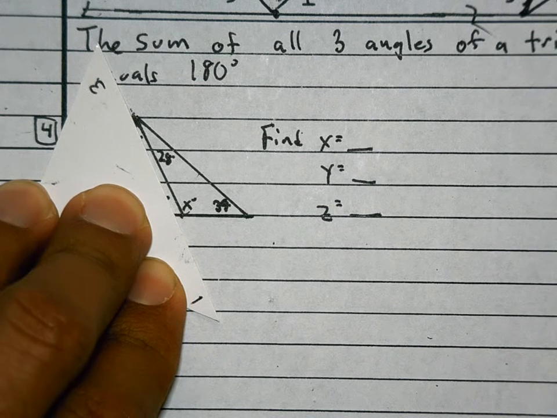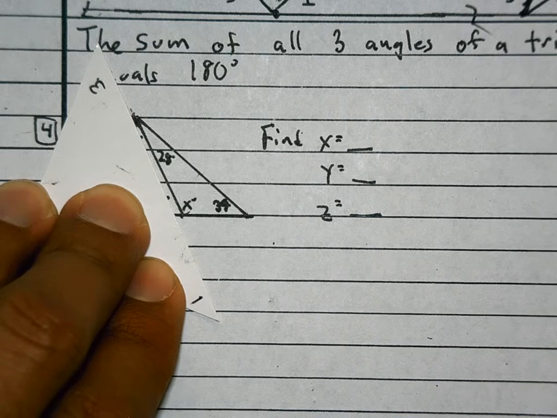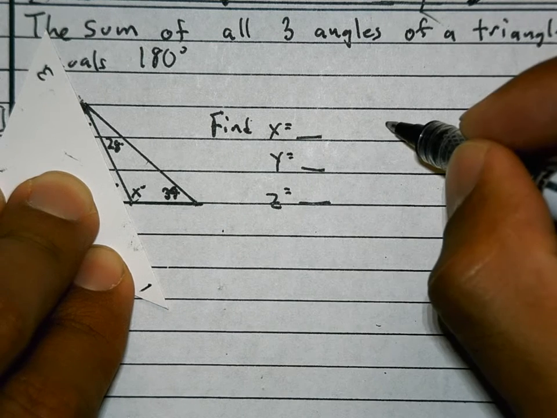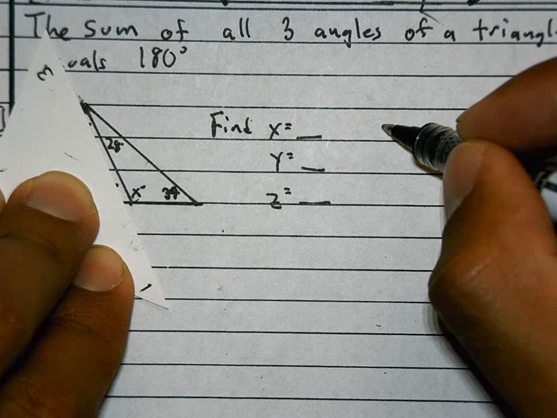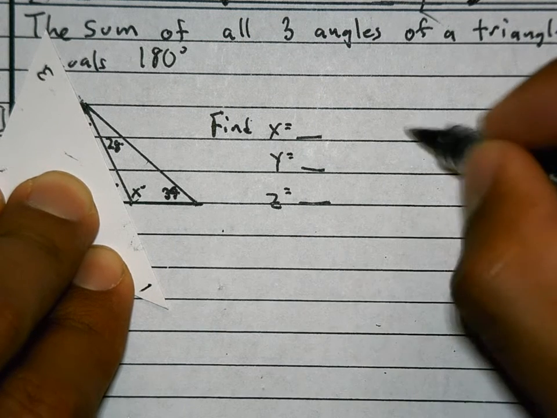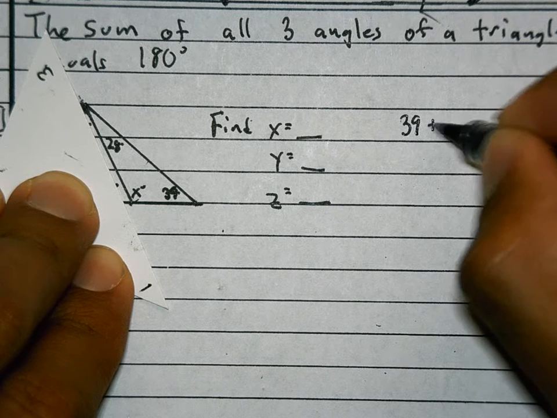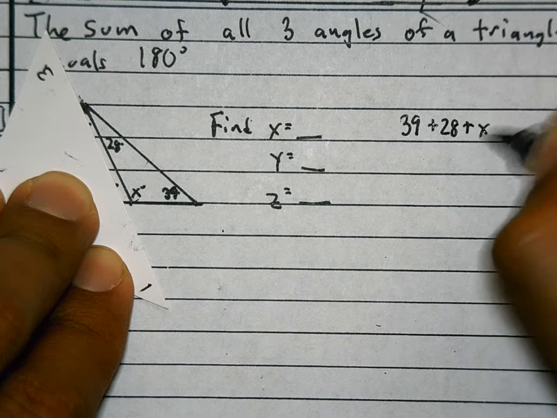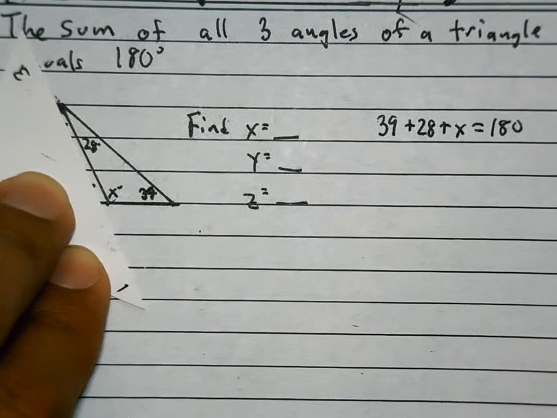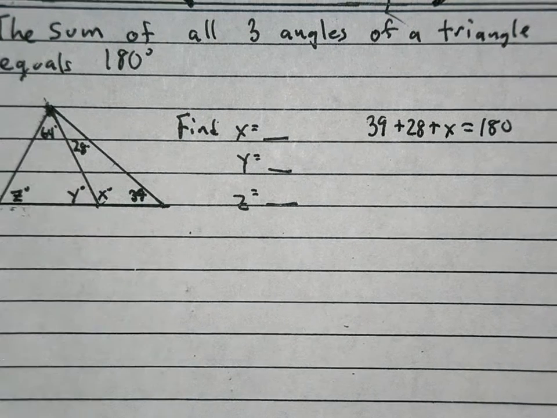Tell me what to write down. Right now I can use your help. What equation do I write down? 34 plus 28. I think that's a 39. Let me look again. It is a 39. 39 plus 28 plus x is equal to 180.